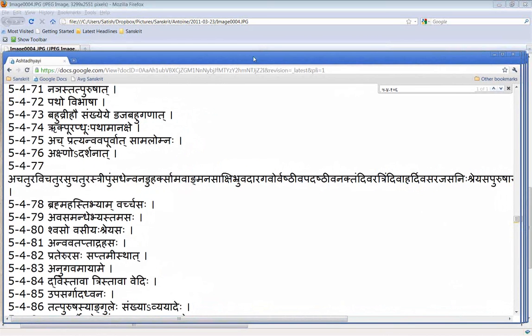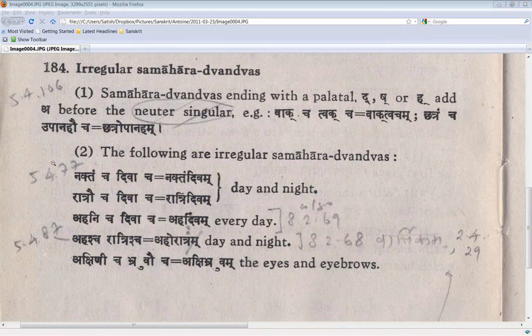Let's just take this one example which is given in the book, Naktancha Divasha, Naktandivam. Naktam is an avyayam, meaning by night. Diva is by day. So by day and by night, Naktandivam. Same thing, Ratraucha Divacha. The problem here is that Naktam means at night, and diva is by the daytime. Now first of all, this Ratra is in the Saptami. So how can we take this Saptami form and make a compound like that?